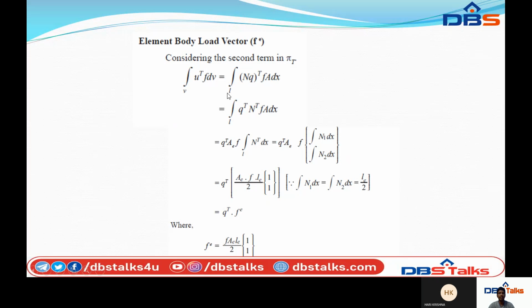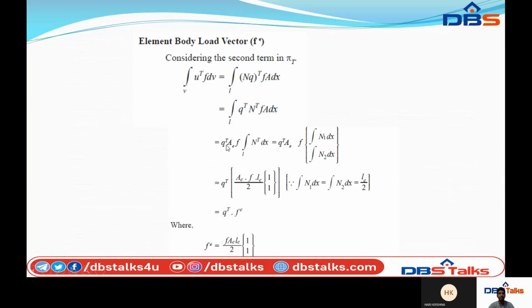Therefore, in terms of length L, U equals NQ, where N is the shape function and Q is the unknown nodal displacement. So U equals NQ transpose F dV. In terms of dV, similar to the element stiffness matrix, here also I am substituting the value of A dx for the volume. After that, the integral over L of Q transpose N transpose FA dx.